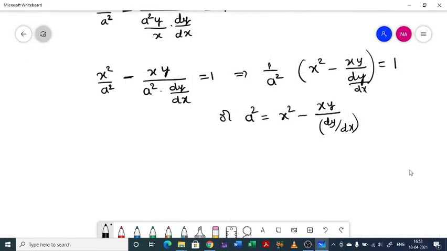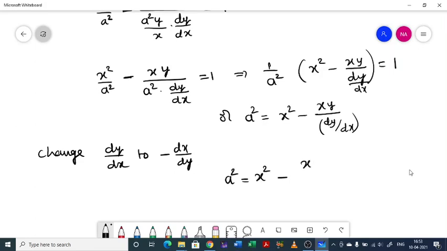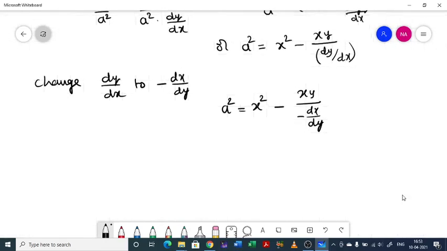Now here, we cannot further simplify this one, that will be tedious. Let us change dy by dx to minus dx by dy. So then you will be getting a square equal to x square minus xy divided by minus dx by dy. So it will be minus into minus, you get plus: a square equal to x square plus xy divided by dx by dy.